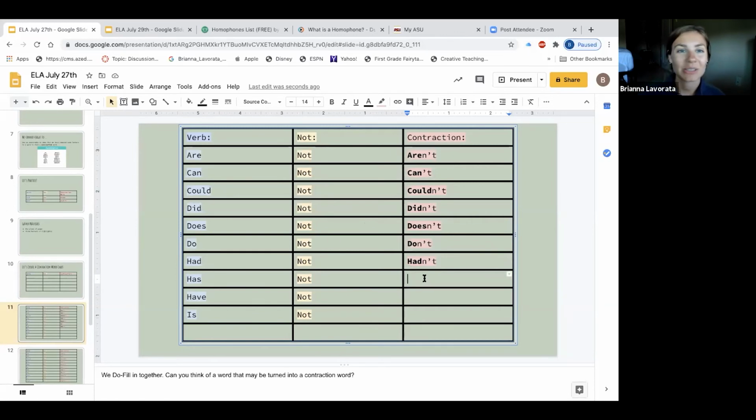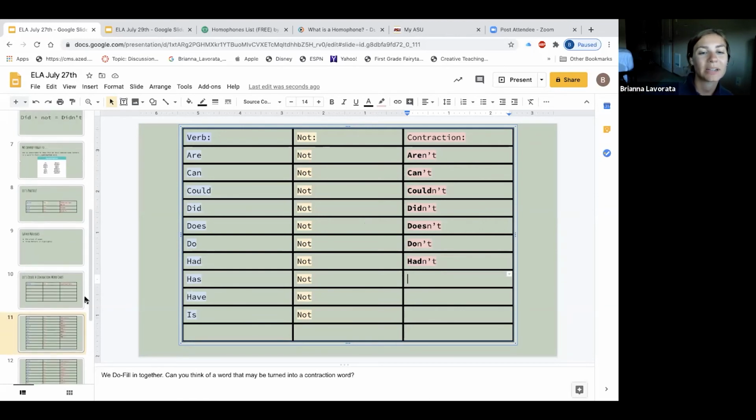All right, boys and girls, you're almost done. We have a couple more words here. We have has as our next verb. So we are going to write the word has. The next step is to write what? Not. So we have has not, hasn't. She has not left school yet. She hasn't left school yet.